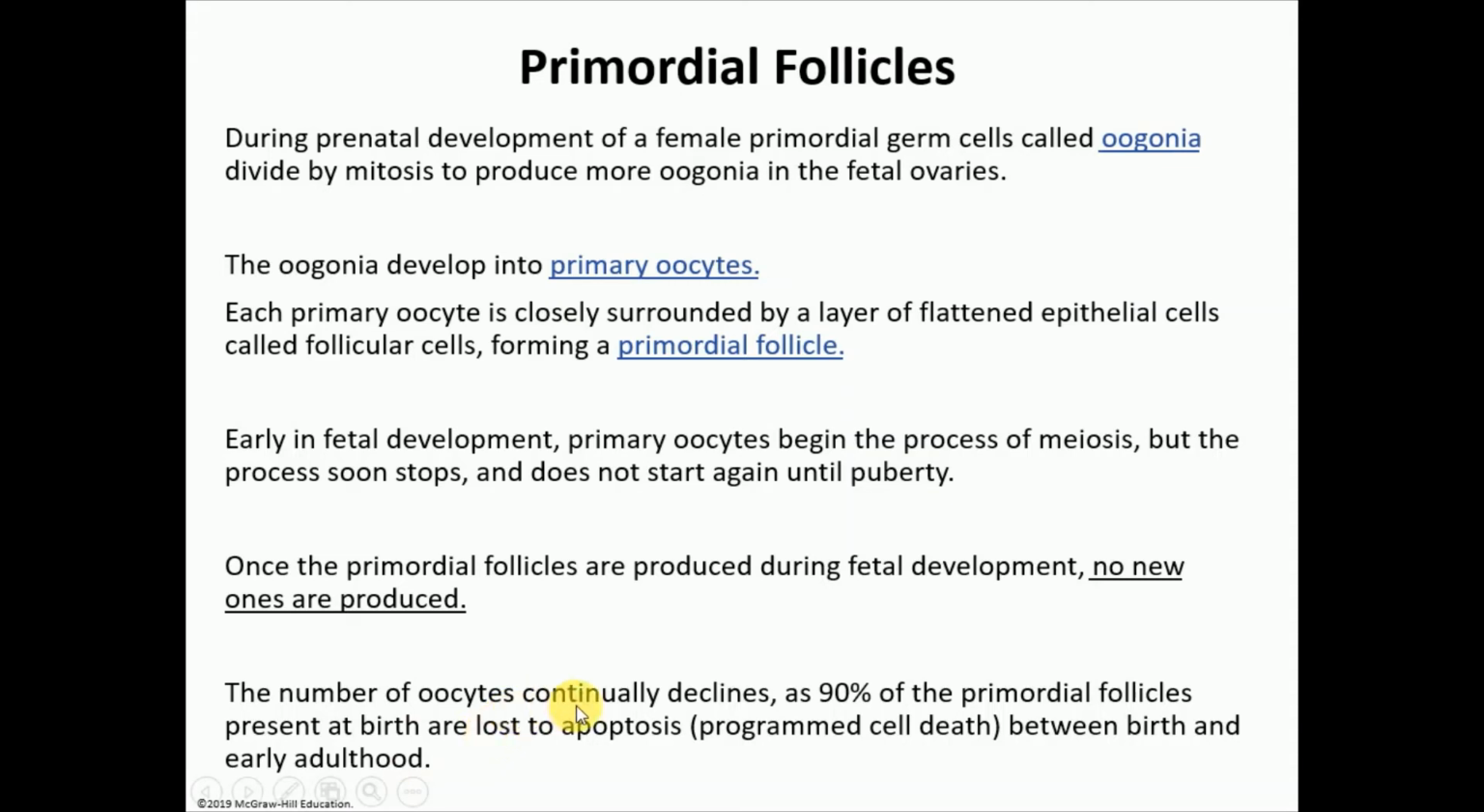So the number of oocytes is going to decline even before puberty hits. About 90% of the primordial follicles at birth are lost to apoptosis between birth and early adulthood. The remaining 10% is what lasts throughout what is known as the reproductive years. And then when all of those are gone, menopause occurs.